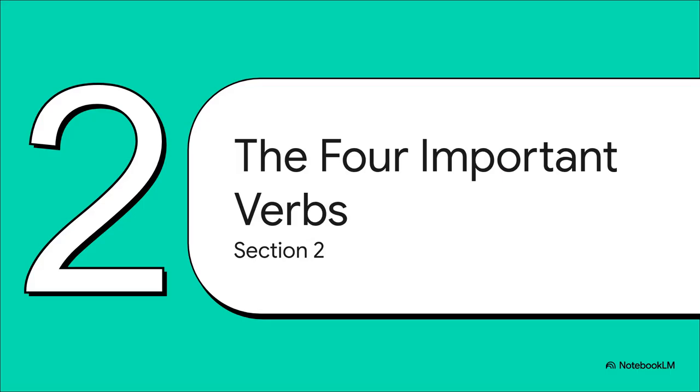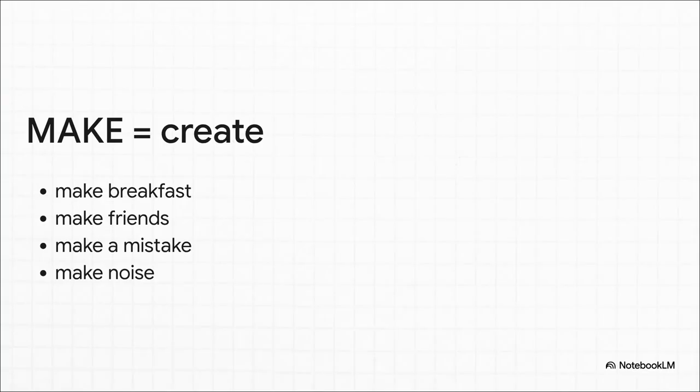All right, let's move on to section 2. This is the big one. We're going to look at 4 of the most important verbs for these word friends. They are make, take, do, and have. First up is make. The easiest way to think about make is that you are creating something new.